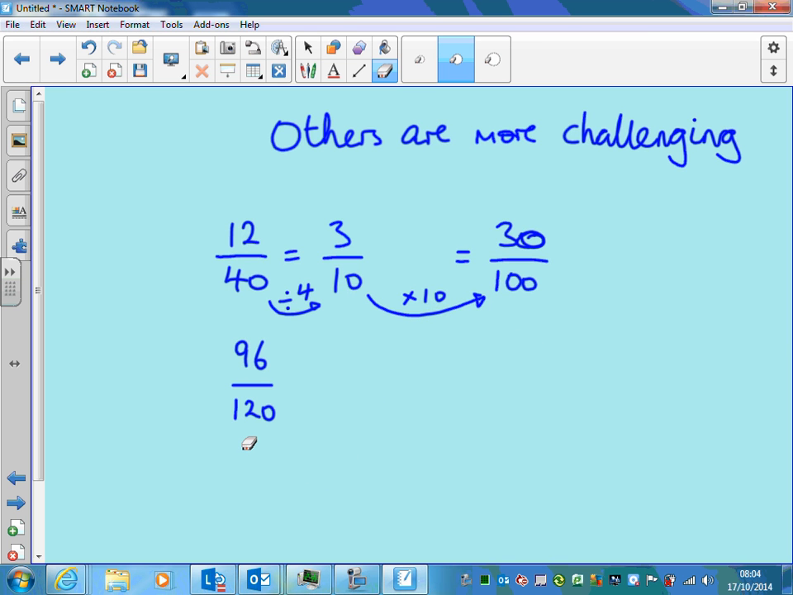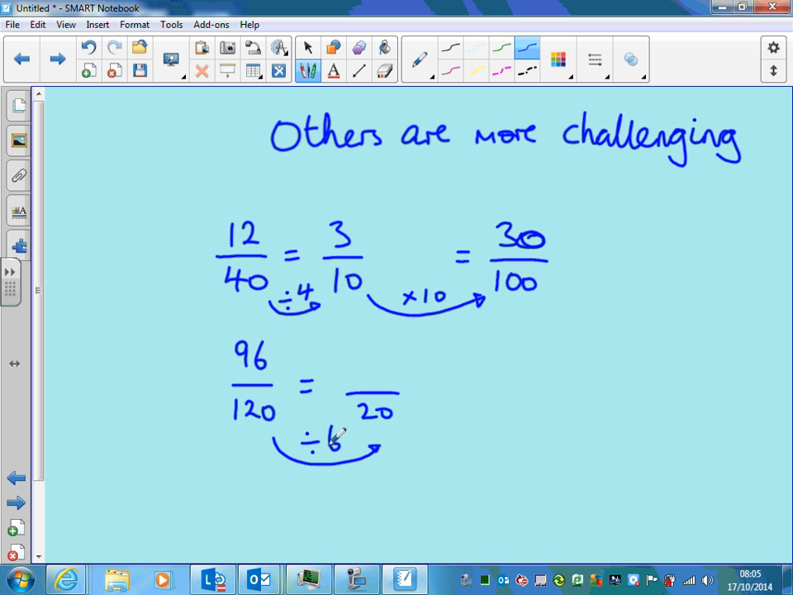There are different jumps you can make, and very often more than one way will work. For example, if we understand that 20 is also a factor of 100, I can divide 120 by 6 to make 20. And I can divide 96 by 6, that gets me, what, 16? And then from 20 to 100 again is an easy jump.